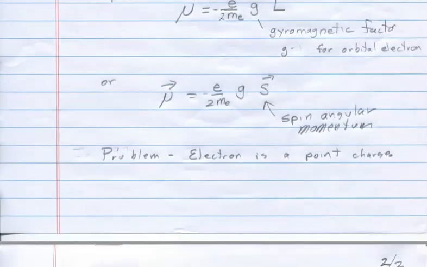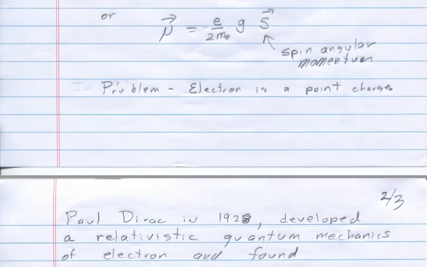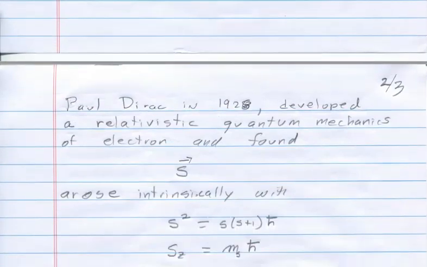Well, this issue was solved by Paul Dirac, 1928, in which he developed a relativistic quantum mechanics equation, nowadays called the Dirac equation, for an electron. And what he found was that an intrinsic spin arose naturally from this equation. It wasn't put in by hand. The electron is still a point, but it carries an intrinsic spin angular momentum.